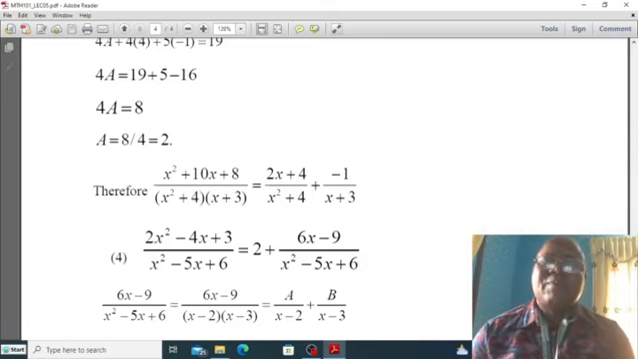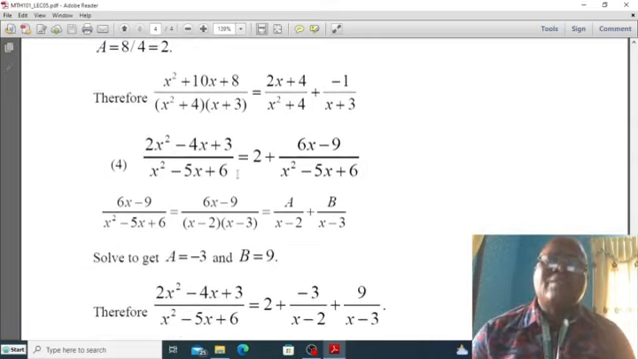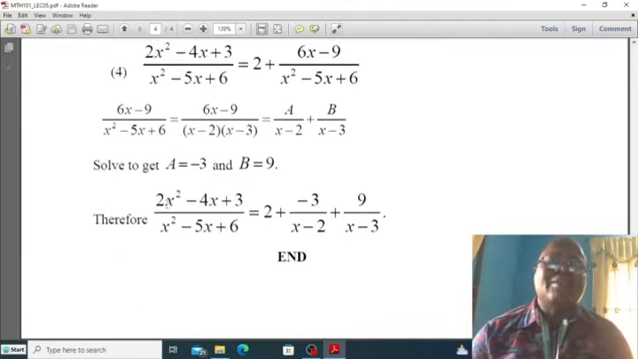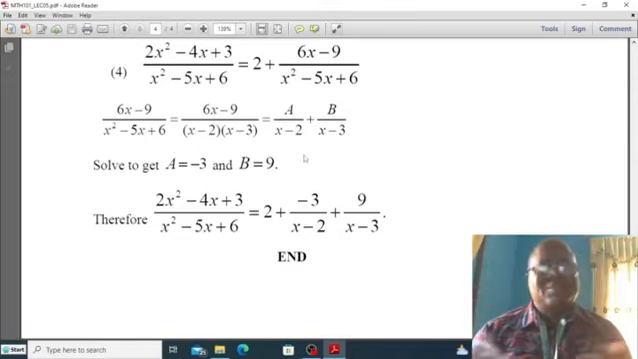Fortunately, x squared minus 5x plus 6 has two factors, x minus 2 and x minus 3. So you take this form, and if you calculate this the way we did in number 1, you should be able to get a equals minus 3 and b equals 9. In that case, our solution becomes 2x squared minus 4x plus 3 over x squared minus 5x plus 6 equal to 2 plus minus 3 over x minus 2 plus 9 over x minus 3. That is it. So simple.